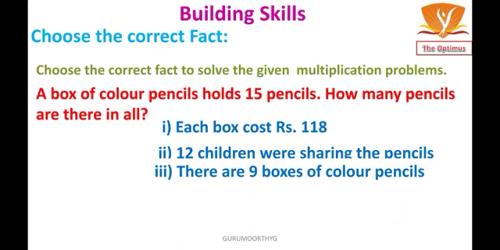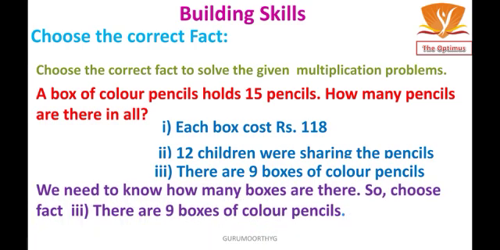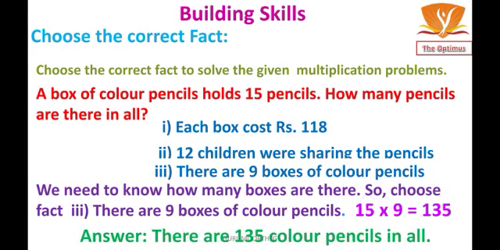Dear kids, here we want to find how many color pencils are there in all. Isn't it? We need to know how many boxes are there. So, choose fact 3: there are 9 boxes of color pencils. That means 15 into 9 equal to 135. I hope you know 2-digit into 1-digit multiplication very well. Therefore, the answer is there are 135 color pencils in all.